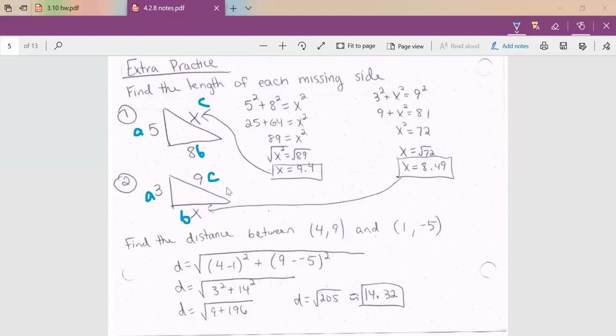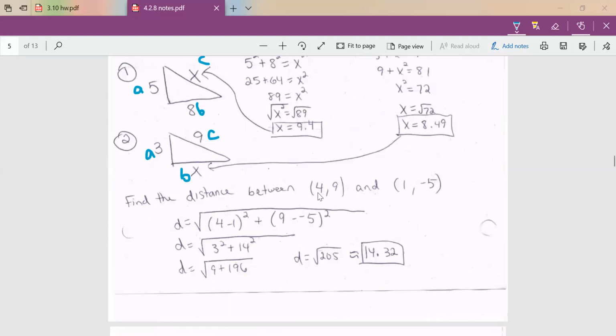So what I would like you to do is, before you just copy down these examples, I would like for you to try to do these on your own and then check your work to see if you got them. And then I put another example here that says find the distance between the 2 points. And again, try and do it on your own and then check your work to see if you can follow along with what I did.